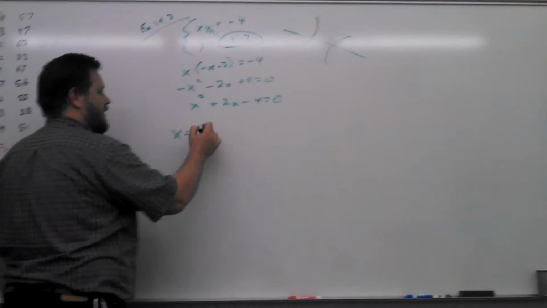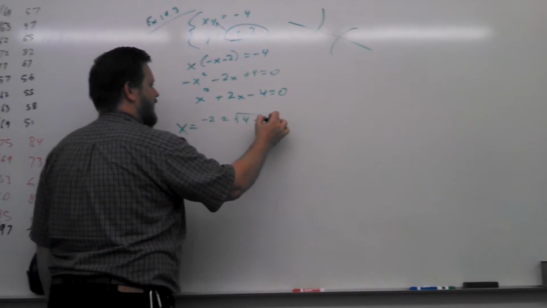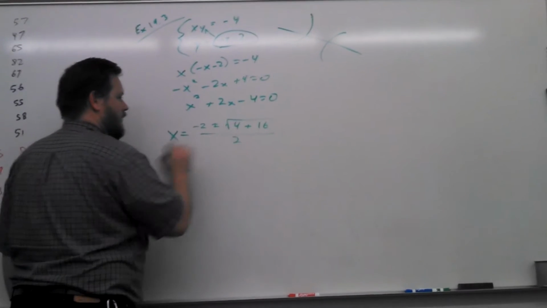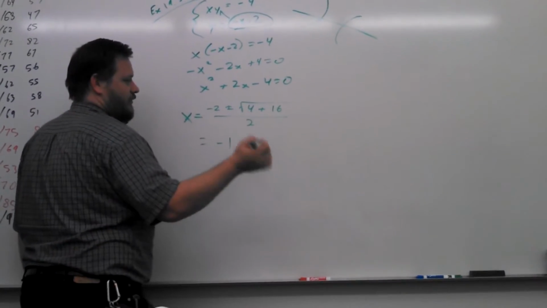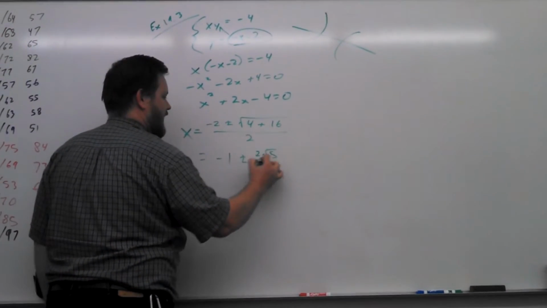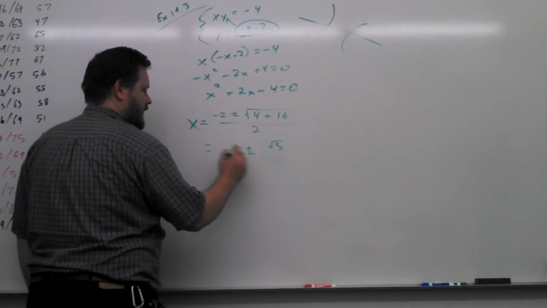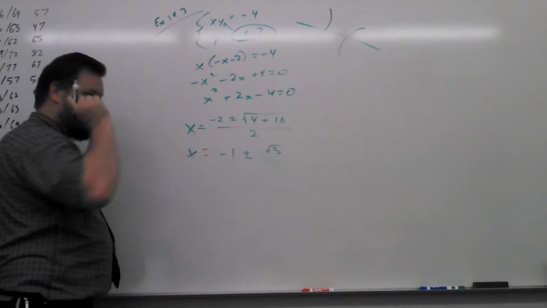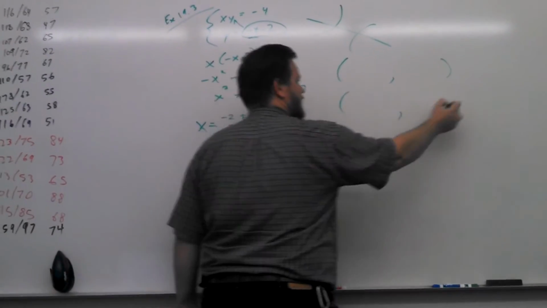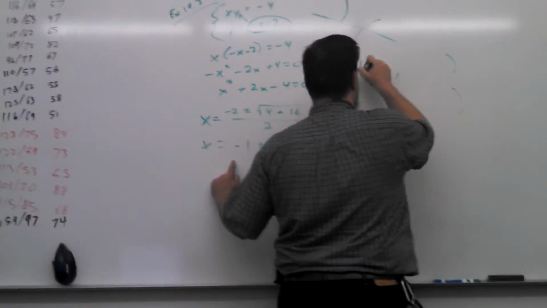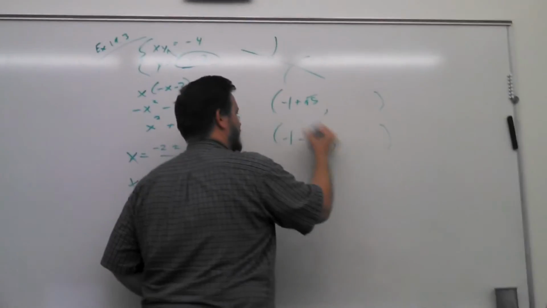Negative b plus or minus square root of b squared minus 4ac over 2a comes out to negative 1. So the square root of 20 is 2 radical 5 over 2. Those 2 cancel each other out. And we have negative 1 plus or minus radical 5. So that gives us an x of negative 1 plus radical 5 and negative 1 minus radical 5.